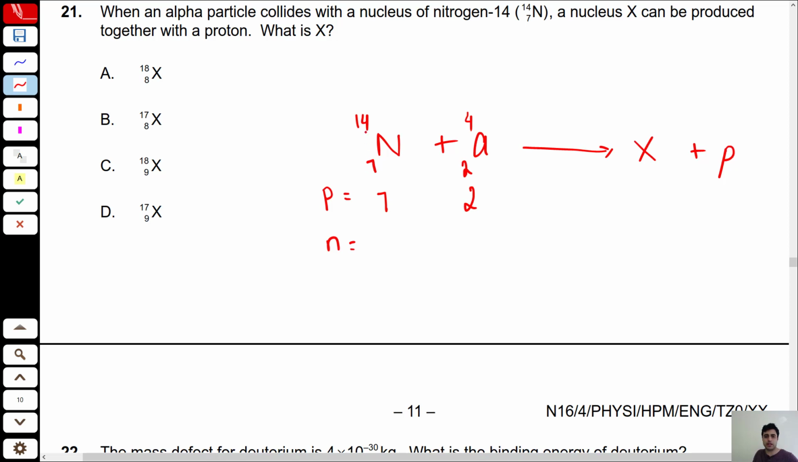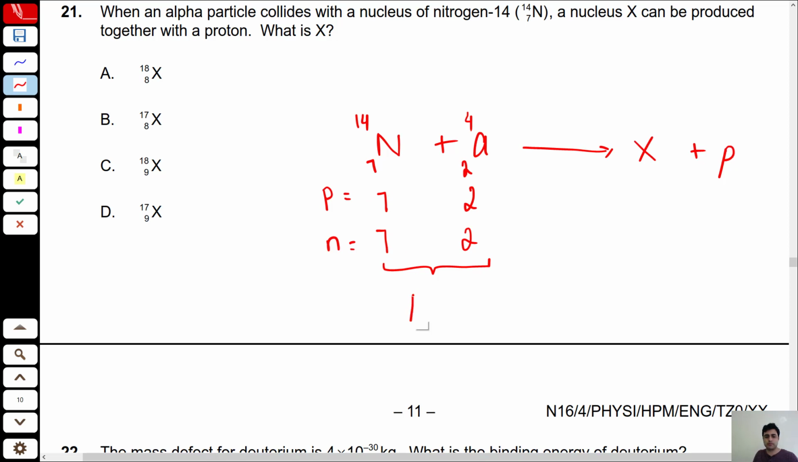We have to take the difference between the two, because 14 means the sum of neutrons and protons. So it's a nucleon number, which is a sum of protons and neutrons. So 14 minus 7 will give us 7. 4 minus 2 will give us 2. So this is the case. Let's see if we add them together, how many protons do we have in total?